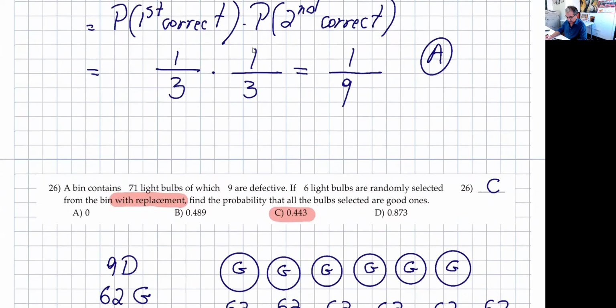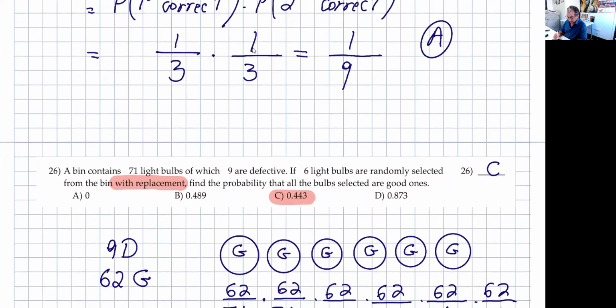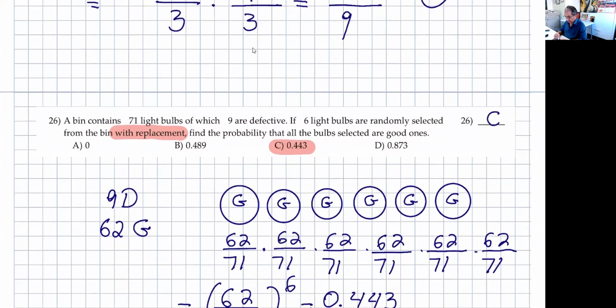So let's take a look at this, guys. What we have: 75 light bulbs, 9 are defective. So we have 9 defective, and 75 minus 9 is 66... we have 62 good. We want all 6 of them to be good. So 1, 2, 3, 4, 5, 6. And it's with replacement, so the probabilities don't change.